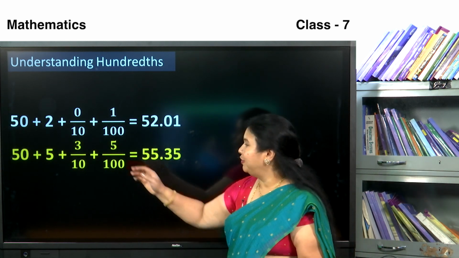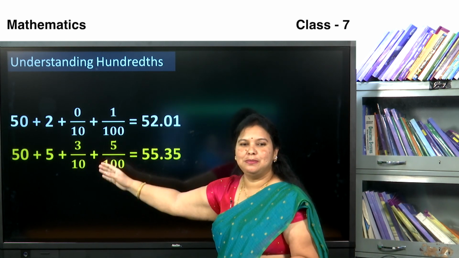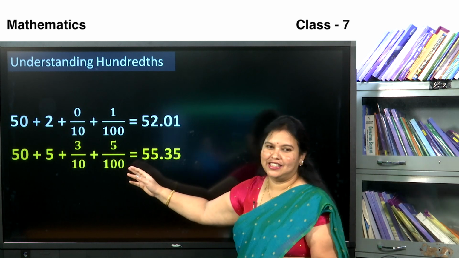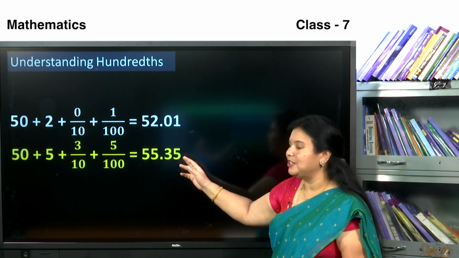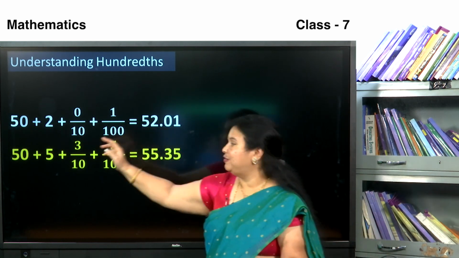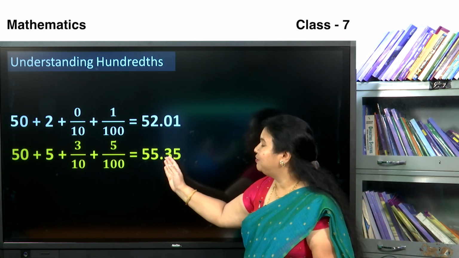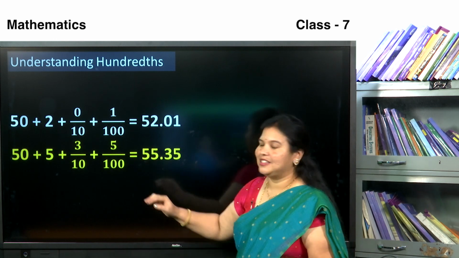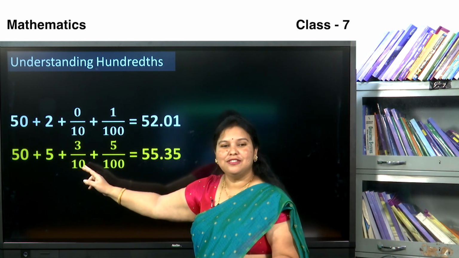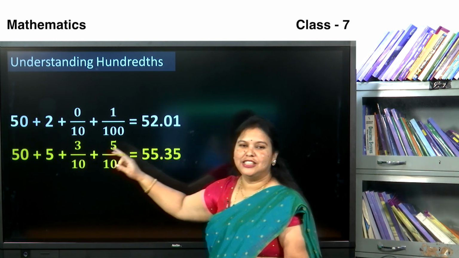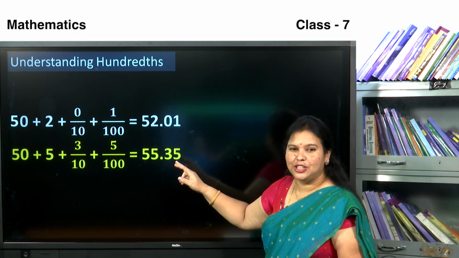Here 50 plus 5 plus 3 by 10 plus 5 by 100 is equal to 55.35. Here 50 and 5 are whole numbers. So, where we have to write it? Before the decimal point. Yes. Then 3 by 10 is a fraction. After converting this into decimal form, we get 0.3.